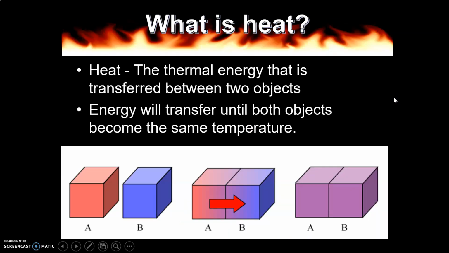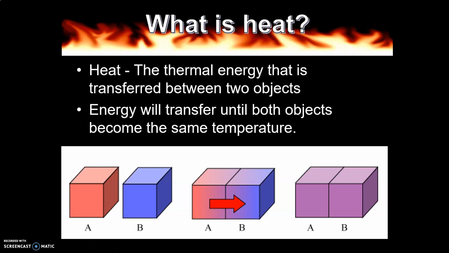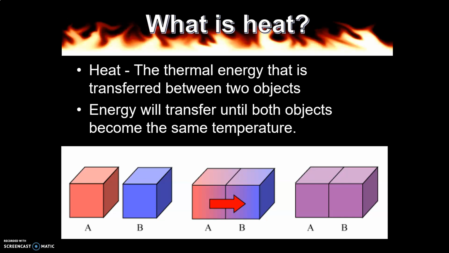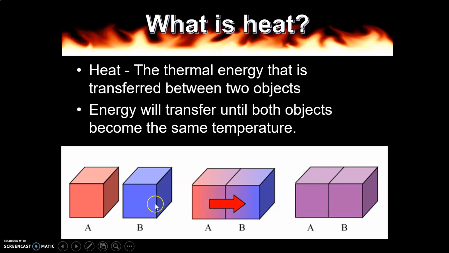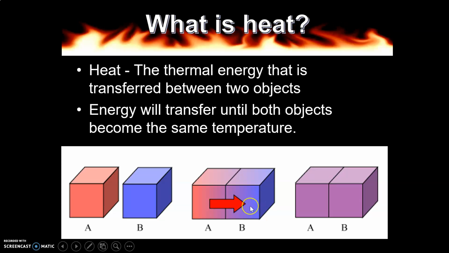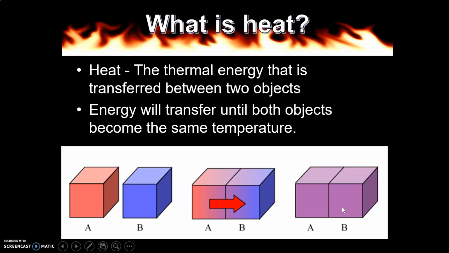So what is heat? Heat is the thermal energy that is transferred between any two objects. Could be more than two, but we're always talking about two. Energy will transfer until both objects become the same temperature. Example, object A is hot, object B is cold. Object A slowly starts to transfer energy in the form of heat to object B. Thus, eventually A and B will be the same temperature.